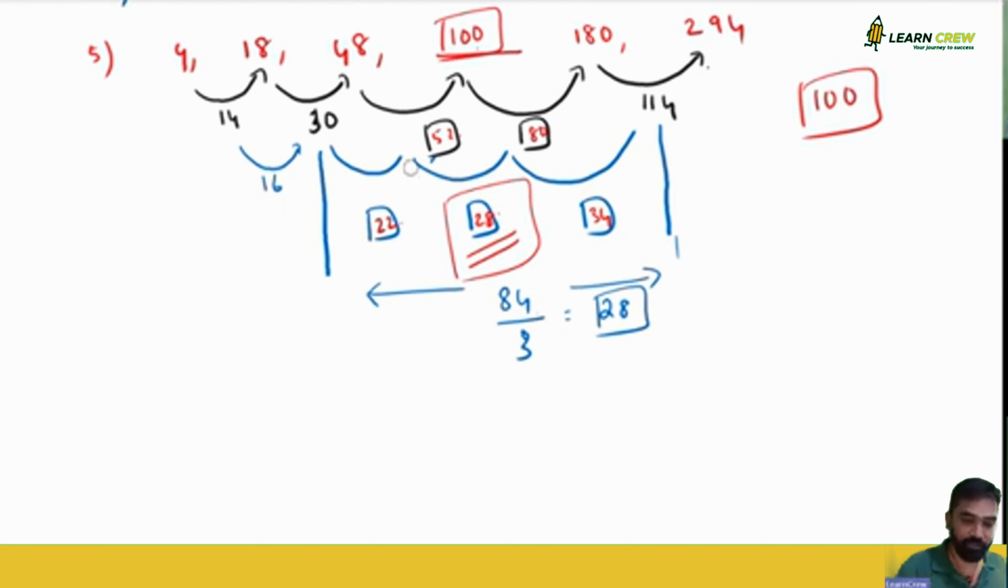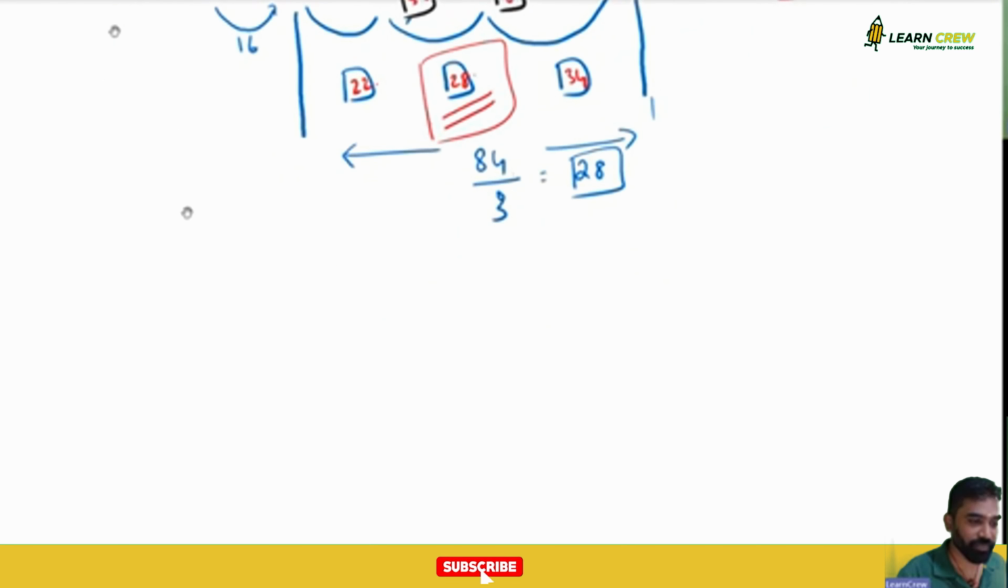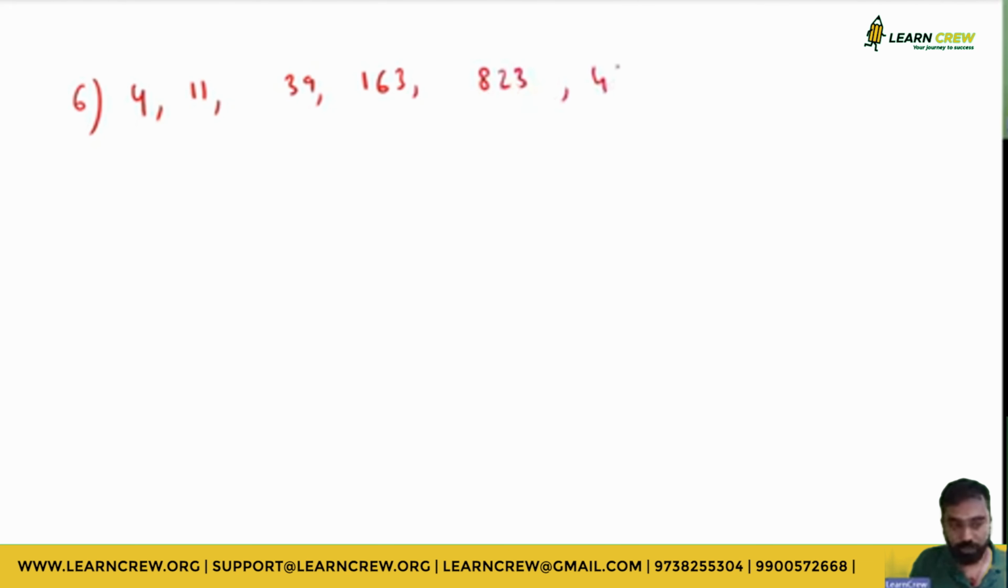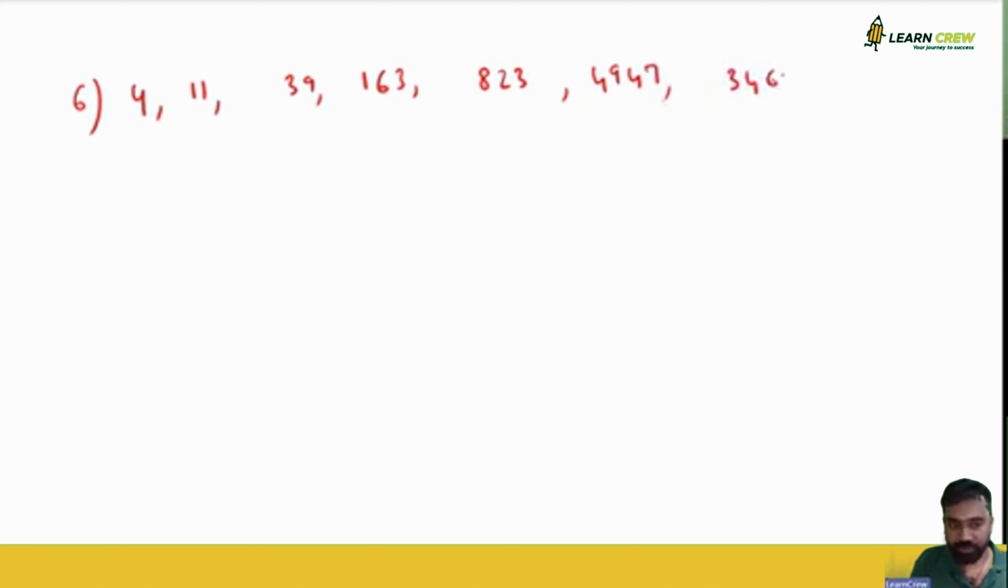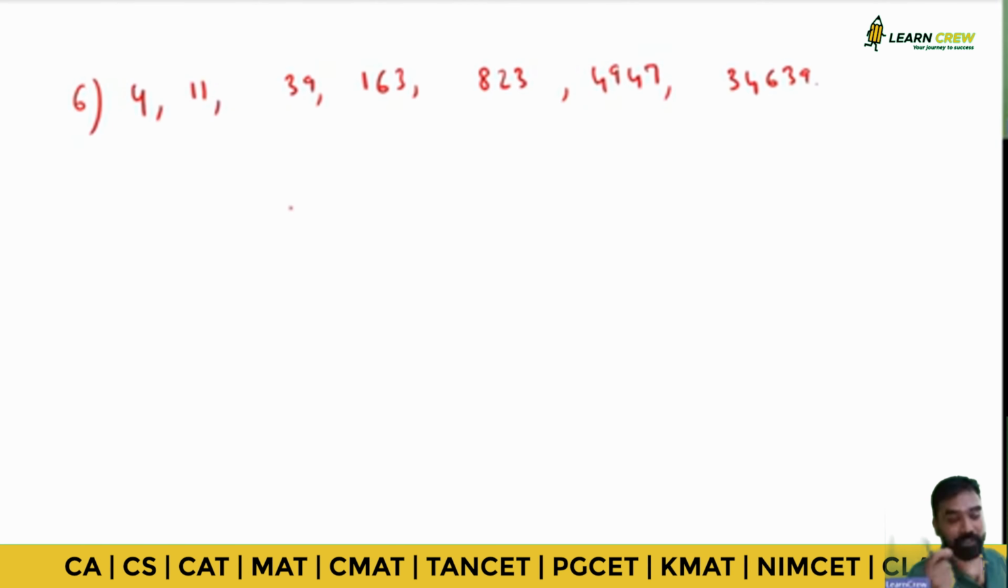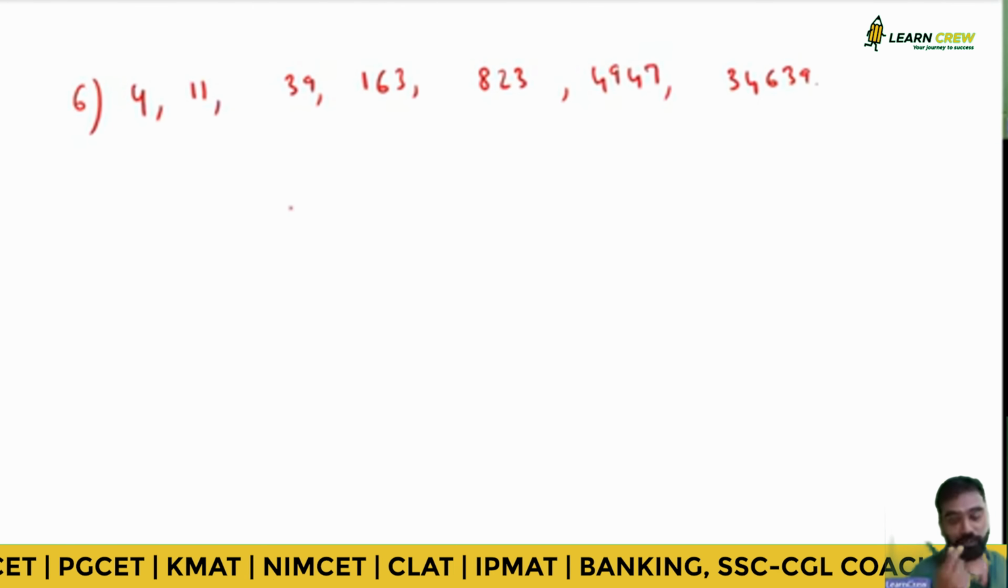Now let me give you a different one. Now let me give you a wrong number series. Then I'll go back to something else. 4, 11, 39, 163, and so on. Now, what kind of series is this? Multiplication. Obviously, it is jumping drastically. So find out which is the wrong number. Everything will follow a pattern. A specific number won't follow the pattern.